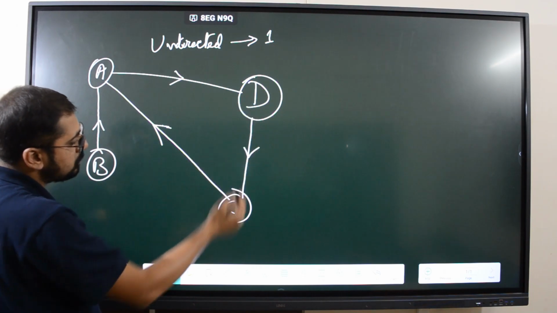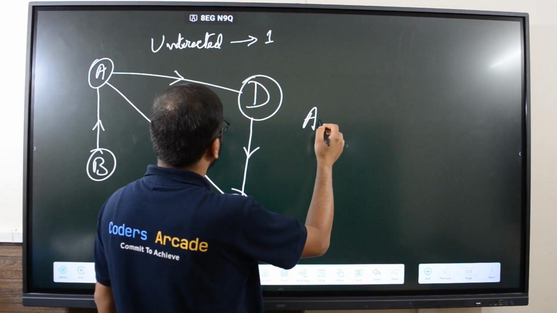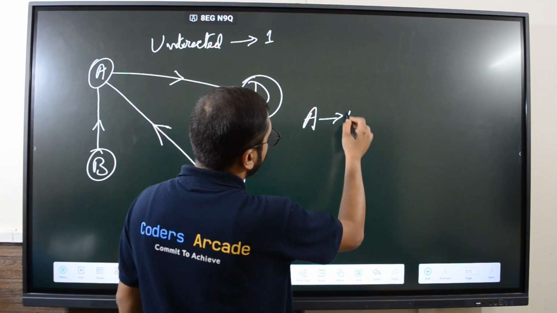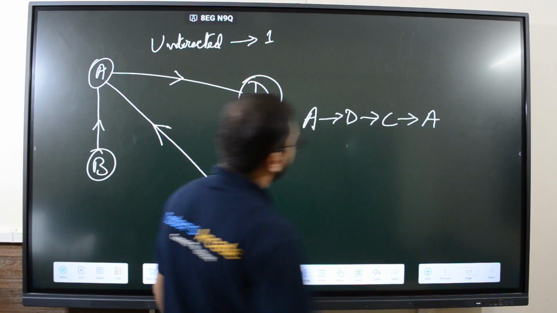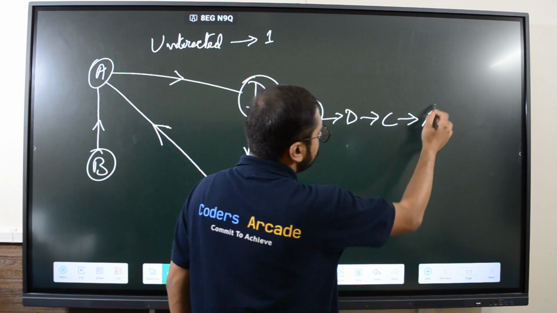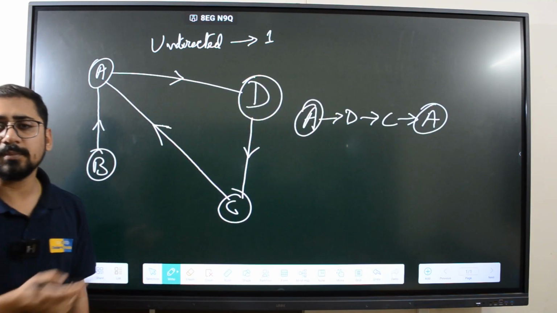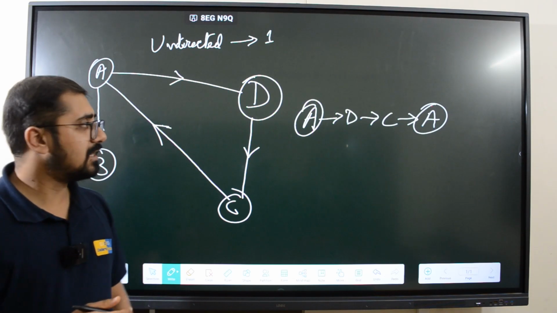Now if I take this example, here it is forming a cyclic graph here. A to D, D to C, C to A again. A to D, D to C, and then C to A. We started from A and we again reached A here. It means it is forming a cycle here. So as it is forming a cycle, this is called a cyclic graph.